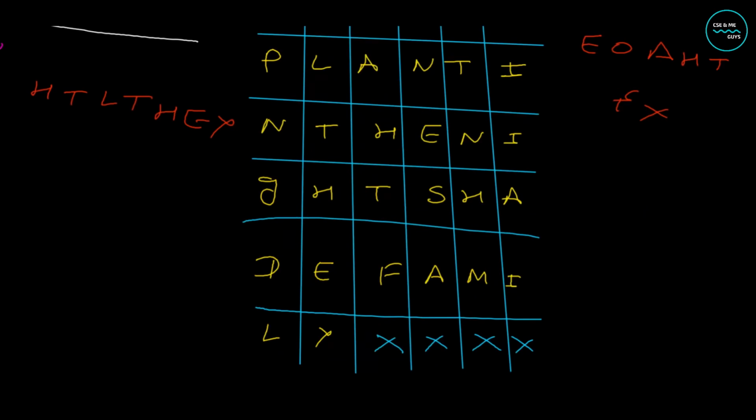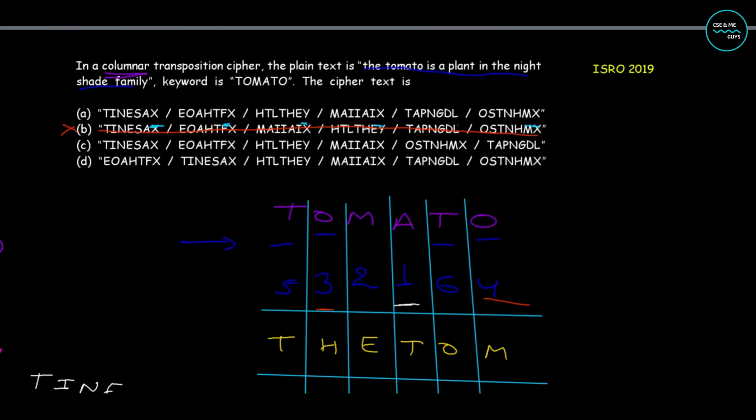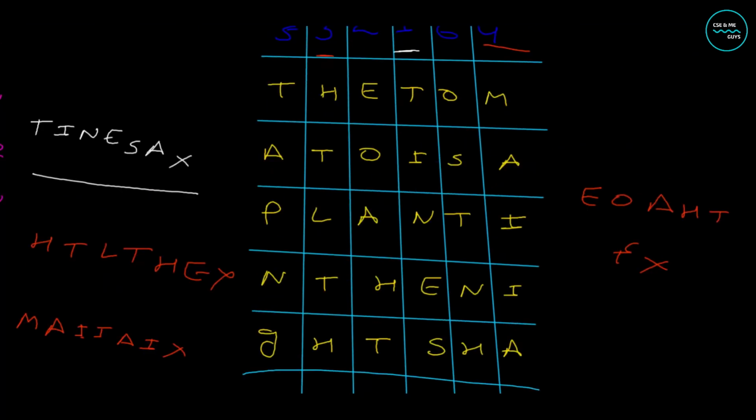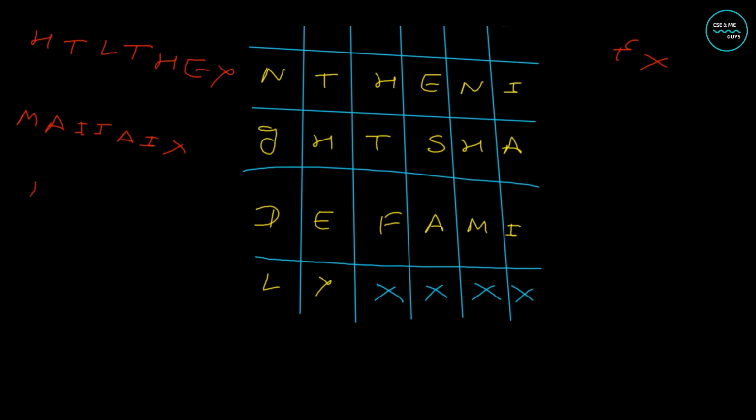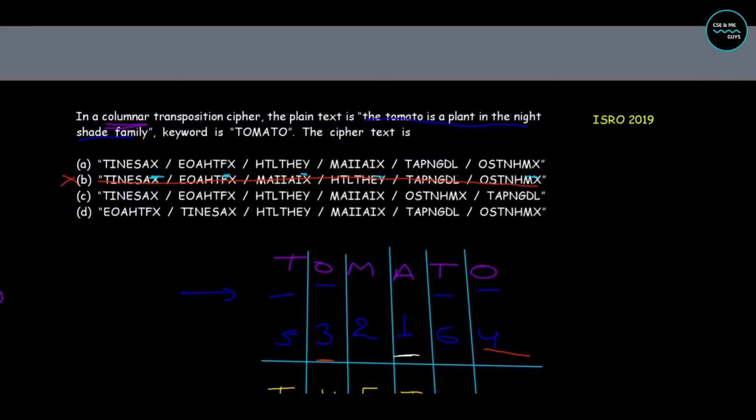You can see here, starting from M A I I A I. Okay, both are having M I S. We have to find the next one, which will be our fifth one. The fifth one is T A P N G D L. So by finding the fifth one, you can distinguish between this one and this one easily. A and C will be crossed.